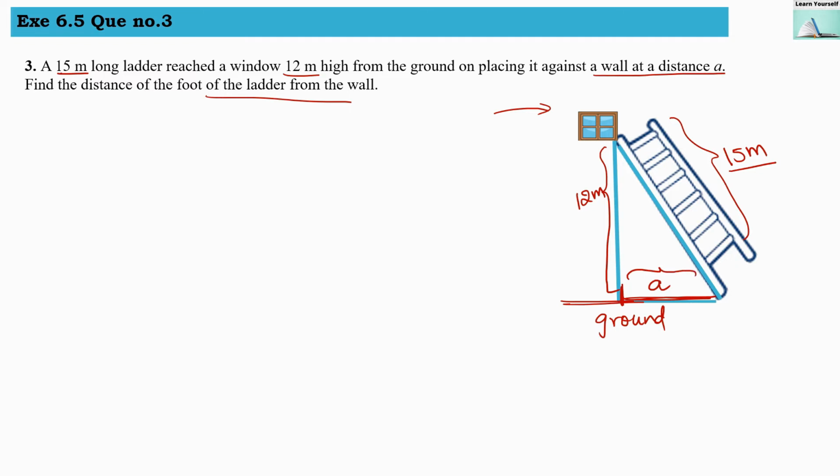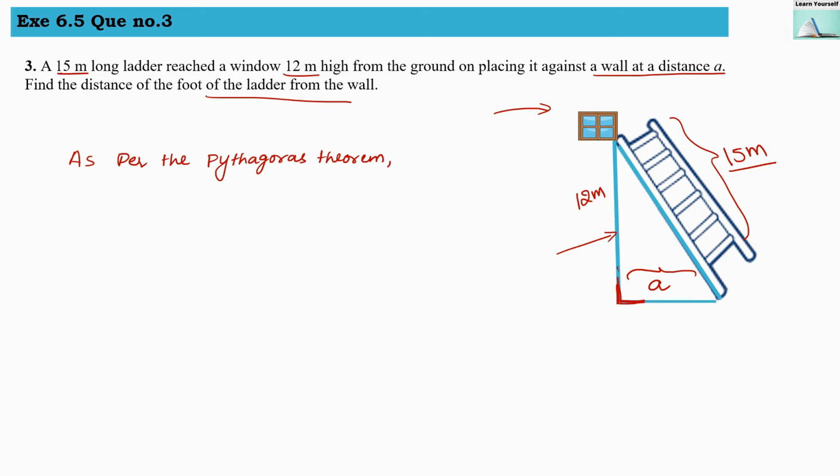Here as you can see, this blue line represents the triangle which is right angled. So we have to find out the length of one side, that is A, as per the Pythagoras theorem. Now why are we applying the Pythagoras theorem here? Because here the wall and ground's angle will always be 90 degrees. So that's why this angle will be a right angle and this triangle is a right angle triangle. That's why we are applying the Pythagoras theorem here.